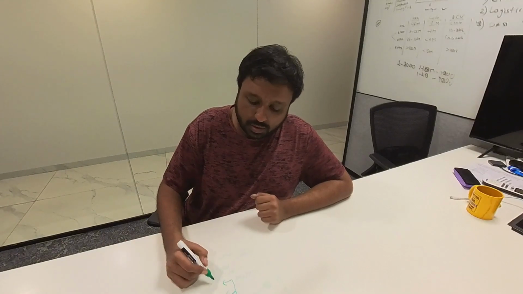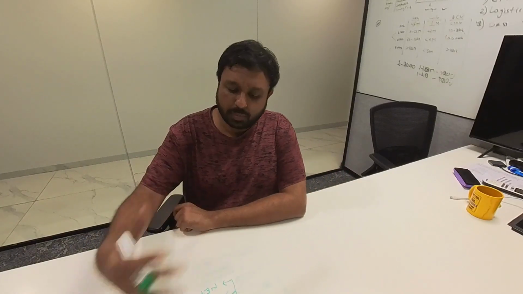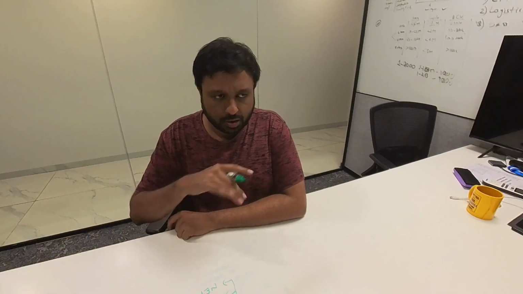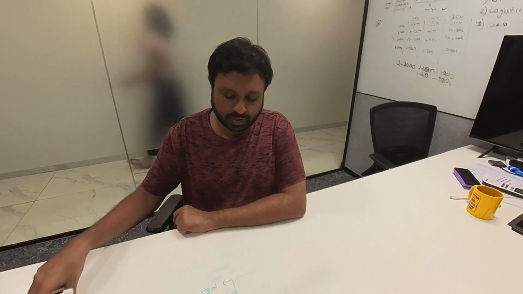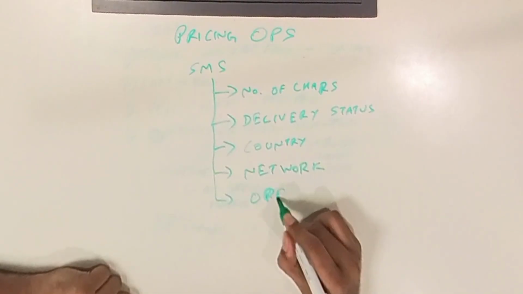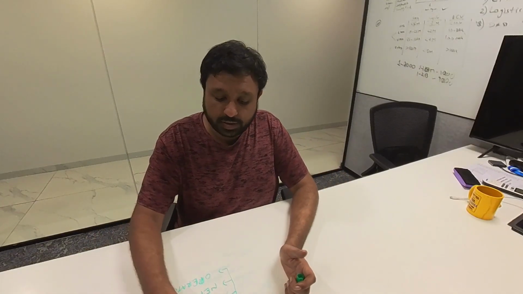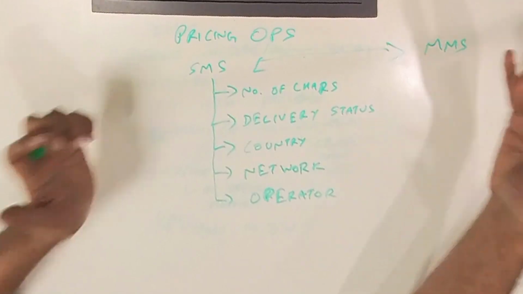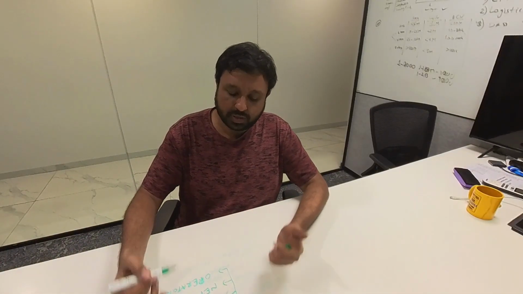Then we have the network, right? So the network is basically the telecom carrier. So most of these companies use the local domestic carrier to route the SMS forward, and that automatically plays a role in determining what the price point is. Then we have the operator. So if you look at it, and this is only for SMS, you will find the same thing for, say, an MMS, right? So you will have SMS, MMS, and so on, multiple products. And a combination of country, network, and operator is what determines the price point.